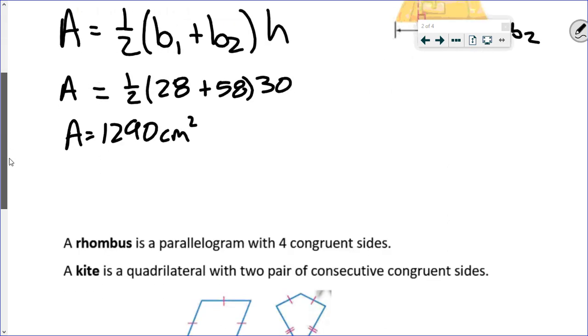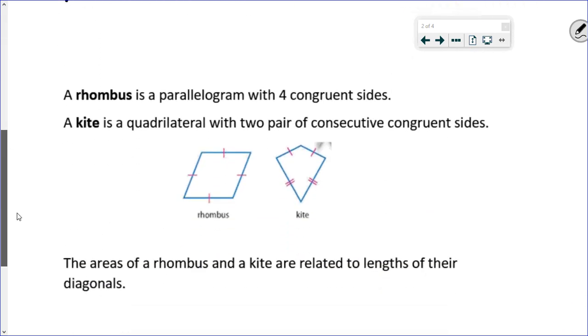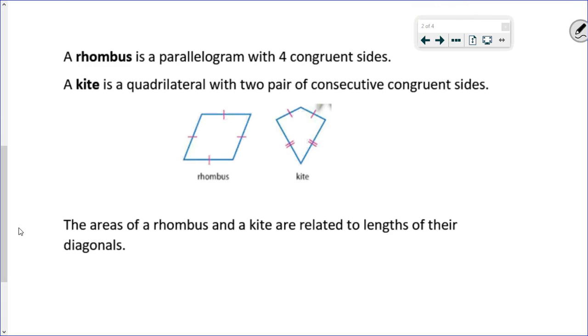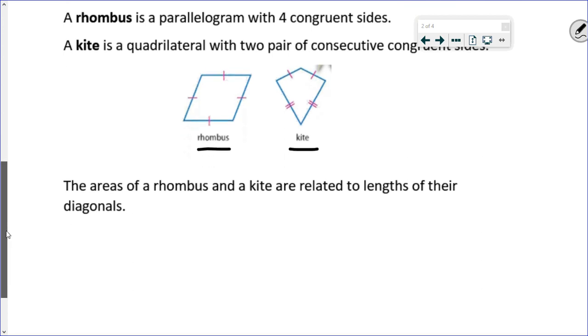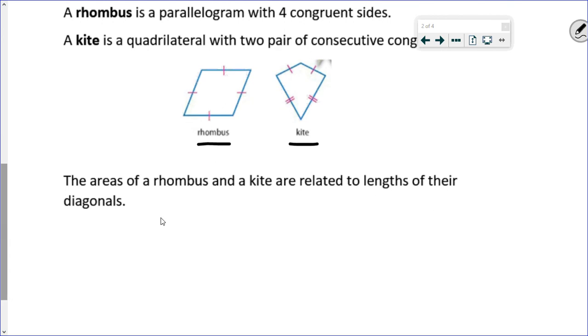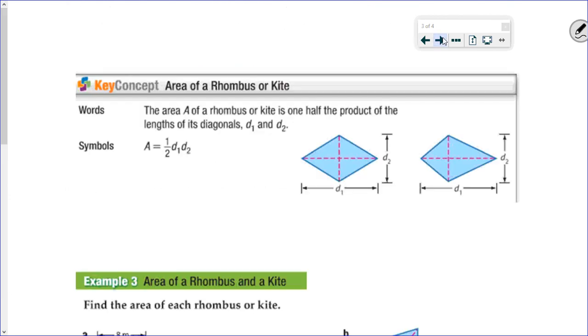All right, so a rhombus. Now we're going to talk about rhombi and kites. A rhombus is a parallelogram with 4 congruent sides. A kite is a quadrilateral with 2 pairs of consecutive congruent sides. Both these shapes, rhombus and kite, should be familiar from the quadrilateral section. The areas of rhombi and kites are related to the lengths of their diagonals.